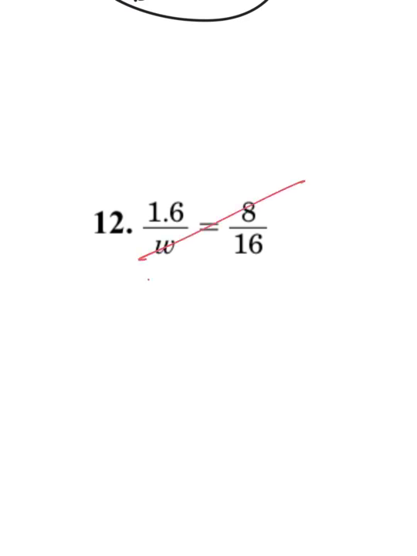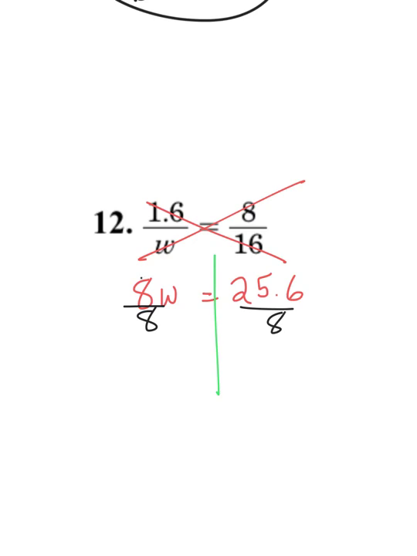Find the w and the 8. 8w. And 1.6 times 16 is 25.6. Divide by 8. Divide by 8. 1w equals 3.2. It looks like a 2. I made that a little sloppy there. Hold up. 3.2.